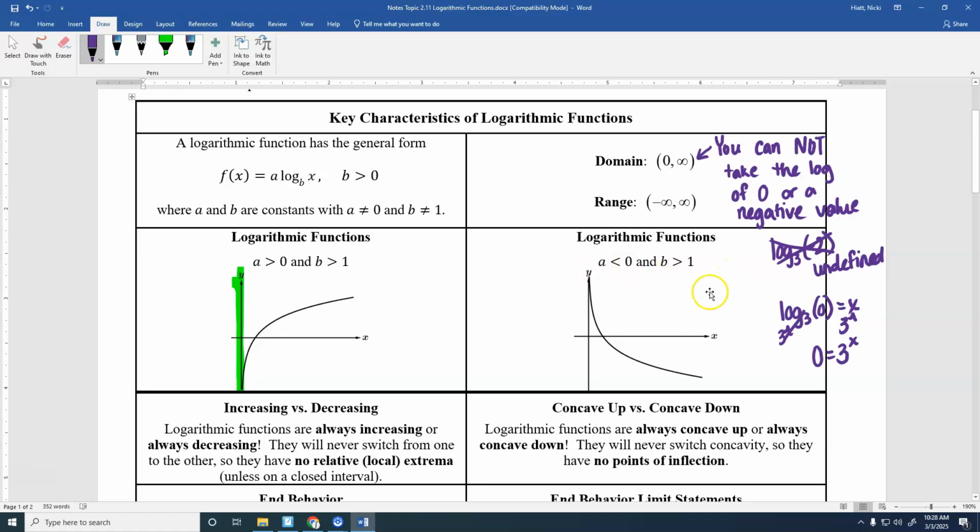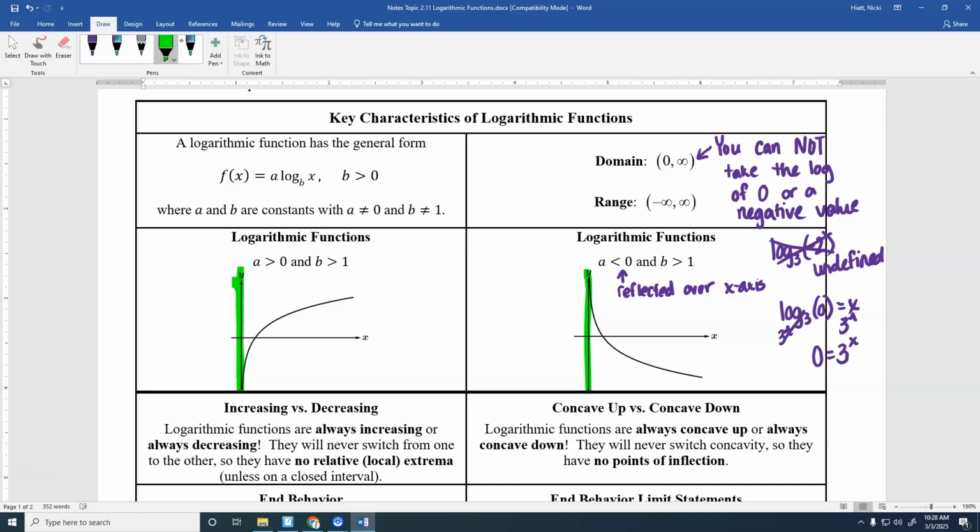What is different about the second graph that they give you here? A is less than 0, which would mean that you have a negative number out in front of your log. And what does a negative out front do to your graph? Reflects it over the x-axis, right? So if A is less than 0, then it's reflected over the x-axis. Notice that you still, on this graph, have a vertical asymptote at the y-axis.